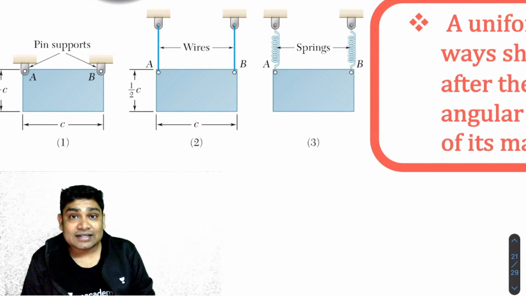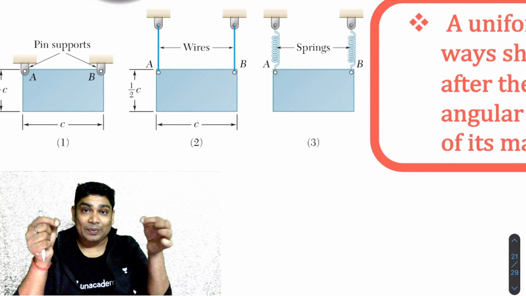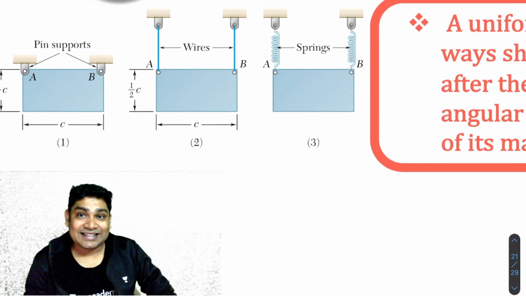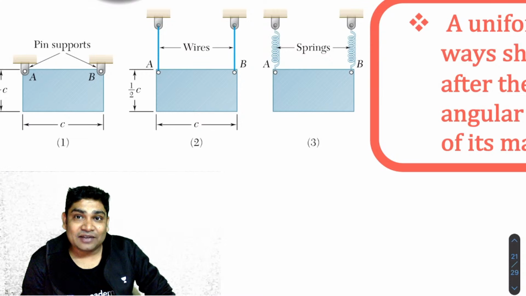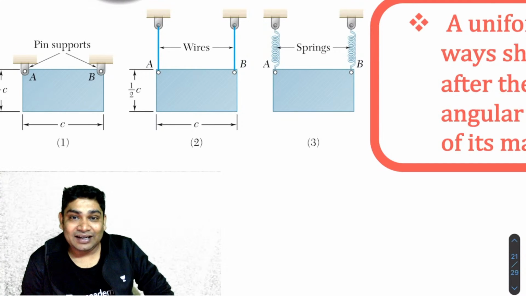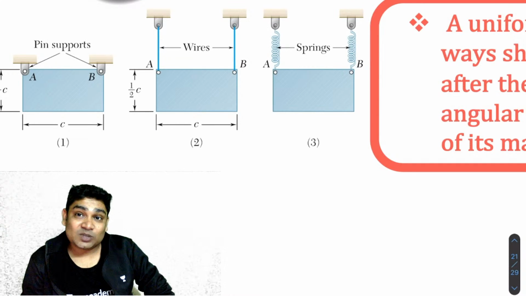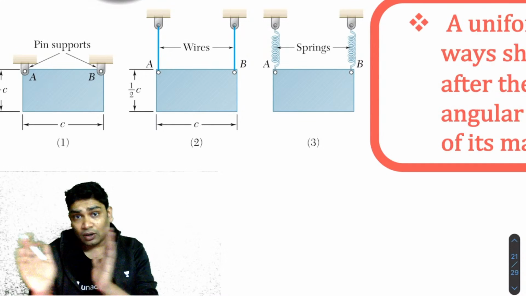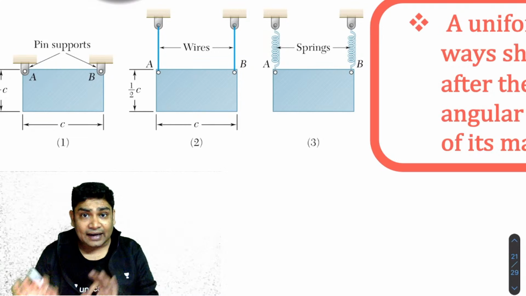In the first case, it is hanging by two pins. It is hinged at both the ends. In the second case, it is hanging with the help of wires. In the third case, the plate is hanging with the help of springs. Okay, so initially, all three are in equilibrium. All three are identical plates.